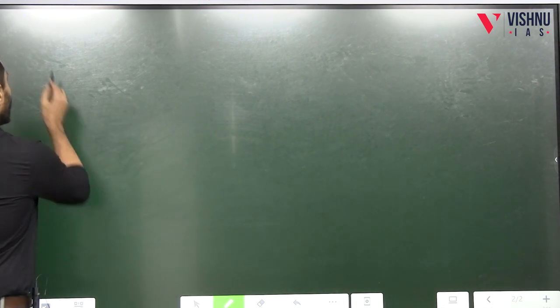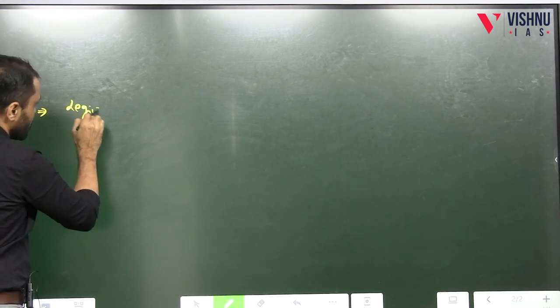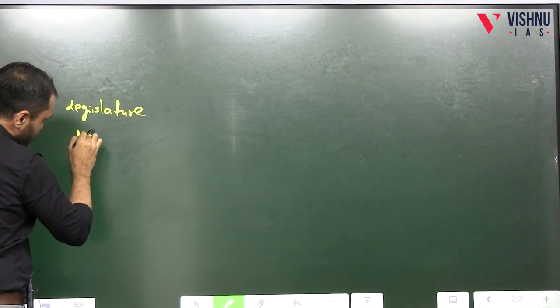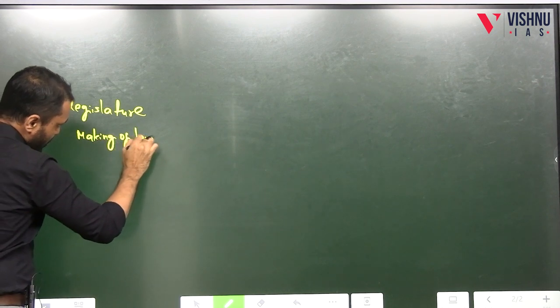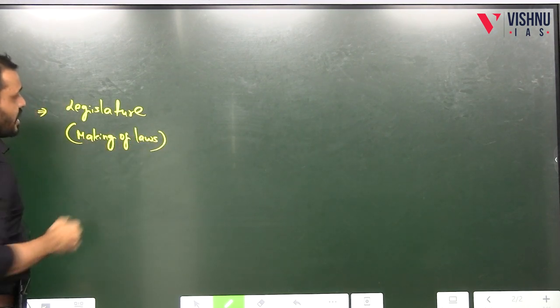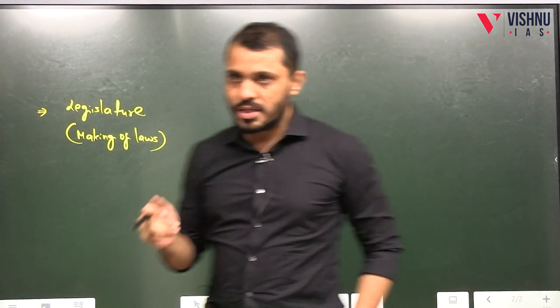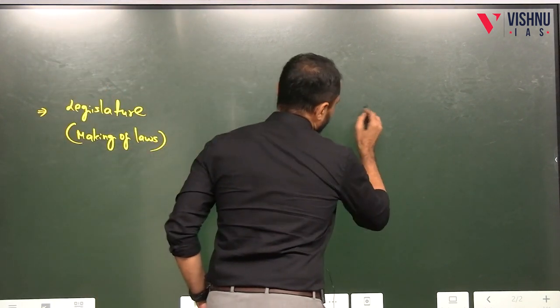Now, legislature. Already you know, students, the main function of the legislature is making of laws. Making of laws. Tell me, students, why do you need a law? We are saying that legislature is about making of law. Why are laws required? To maintain order in society. Okay, anything else?